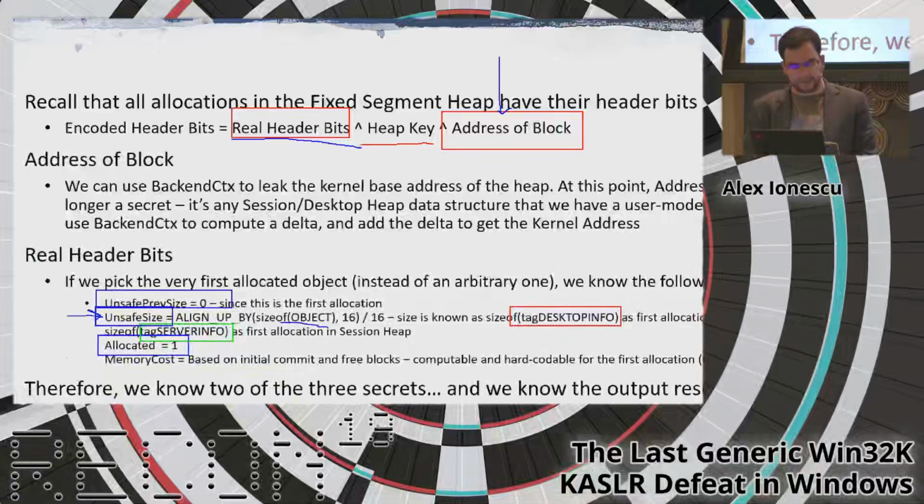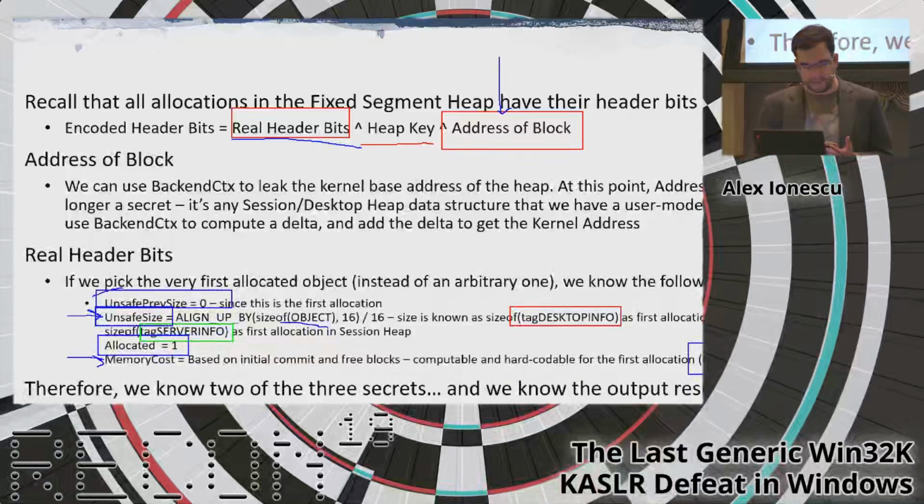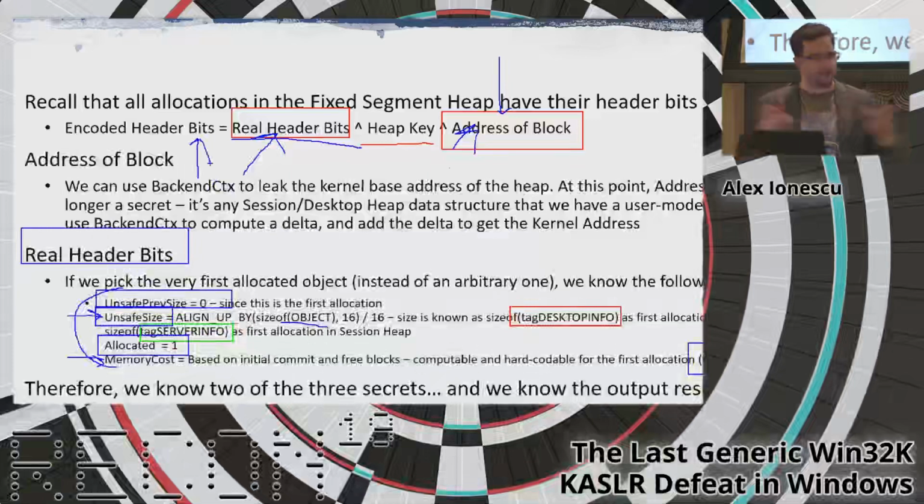The only thing you don't know yet is the memory cost. But memory cost is actually computable as well. On a given OS release, it's pretty much fixed because of how the allocations are done. And even if it wasn't, you can compute it by scanning the other data structures, because memory cost is basically how much was committed to make room for this. For example, on the OS I was playing with, it's always 6 for the first allocation. So I know the memory cost, I know the size, I know the previous size, I know allocated. I know basically all the bits that make up the real header. So this is known, the output is known. You re-XOR this the other way around, and now you get the heap key back.